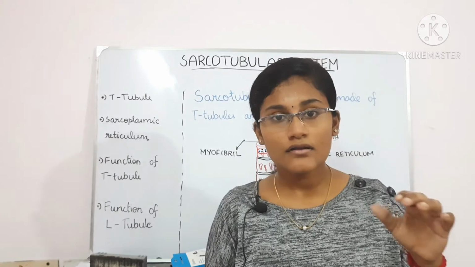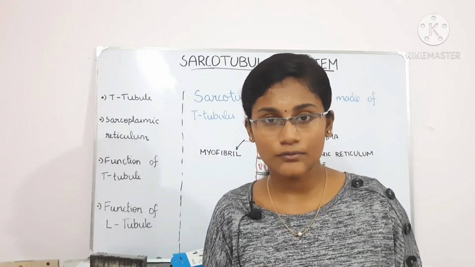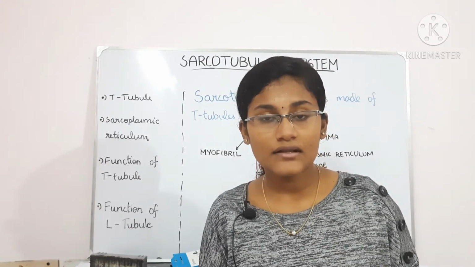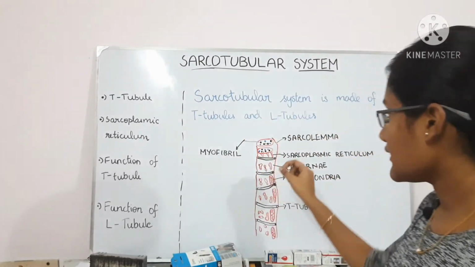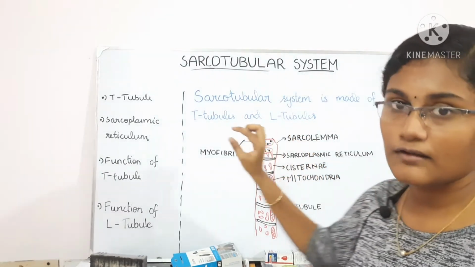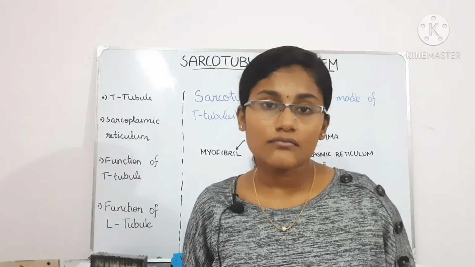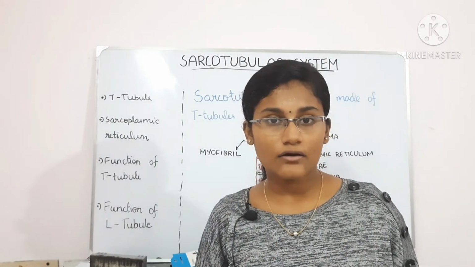Note that down. So terminal cisternae are expanded parts of the L tubule, and the terminal cisternae lie in close touch with the T tubule. So you can see a T tubule here. Here is a terminal cisterna, and here is another terminal cisterna. So a pair of the terminal cisternae and the T tubule are called the triad.